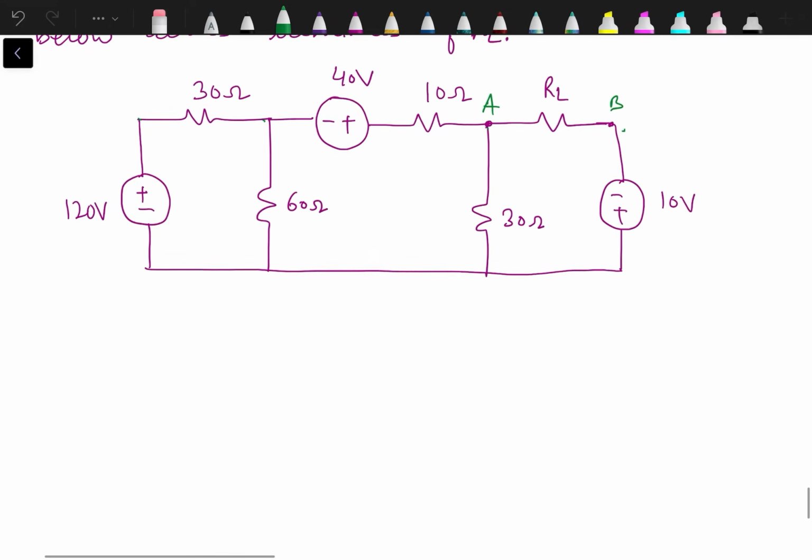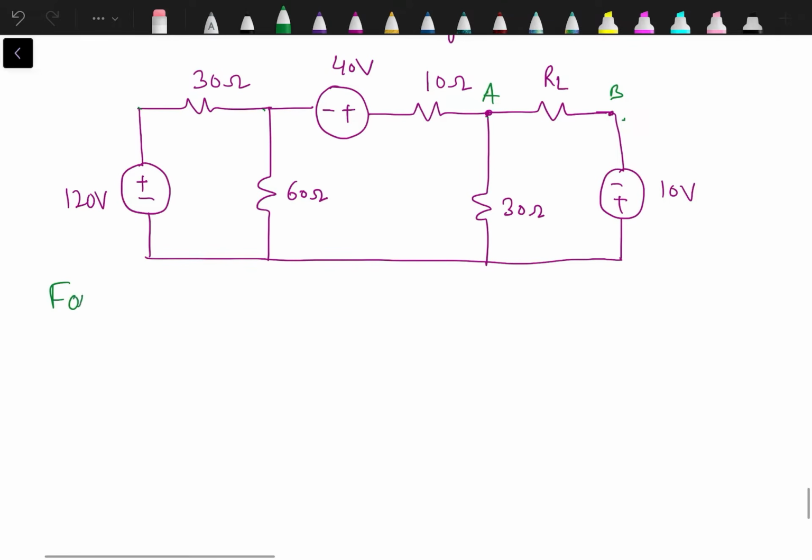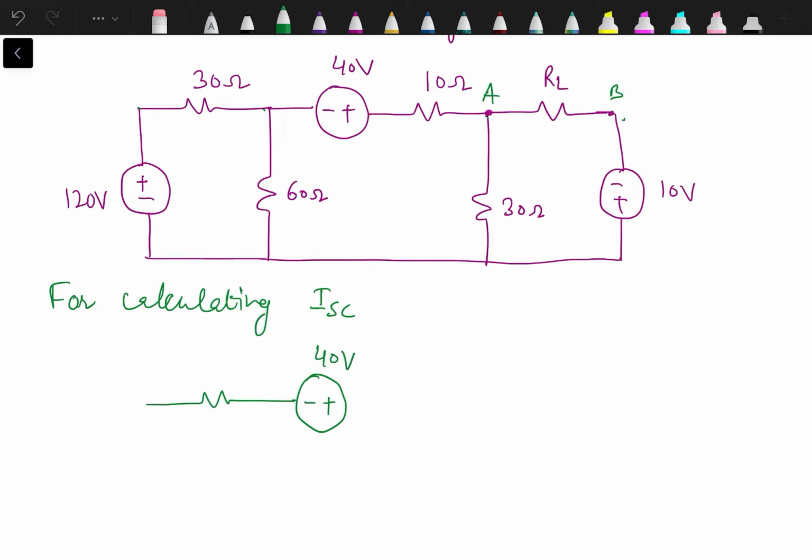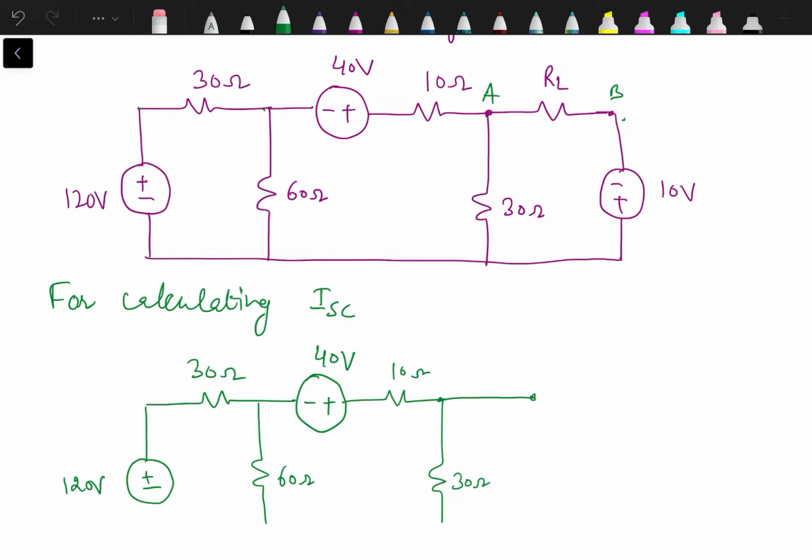Now let's calculate ISC. For calculating ISC, we have to replace this load resistance by a short circuit. The rest of the circuit will remain as it is, like in the previous case. A and B replaced by short circuit. Here we have minus plus 10 volts.